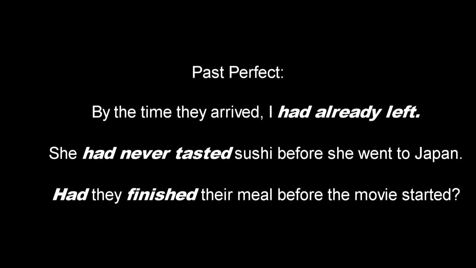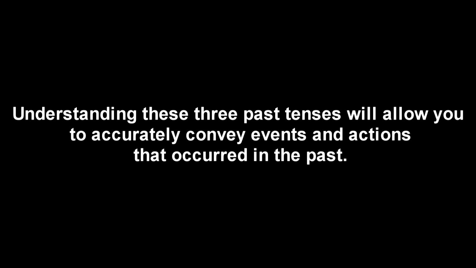Past perfect. By the time they arrived, I had already left. She had never tasted sushi before she went to Japan. Had they finished their meal before the movie started? Conclusion. Understanding these three past tenses will allow you to accurately convey events and actions that occurred in the past. Practice using them in various contexts to become more fluent in their application.